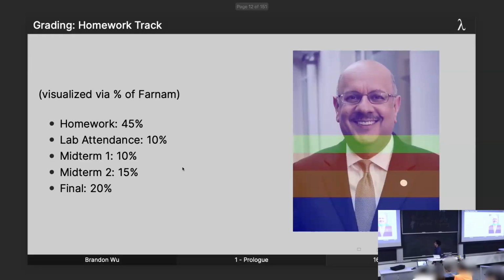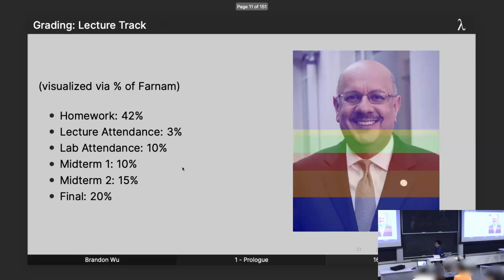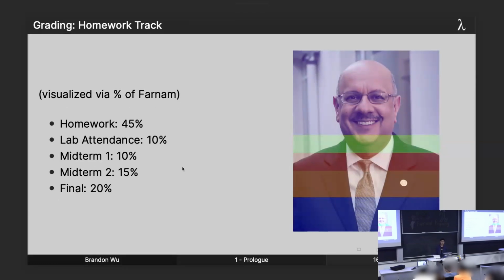And then finally, here's the homework track. So if you look at the difference, the yellow band near his chin has gone away. That's the only difference. So this will be 45% of your grade as homework. Any questions on this? Great, y'all are superstars. Cool.